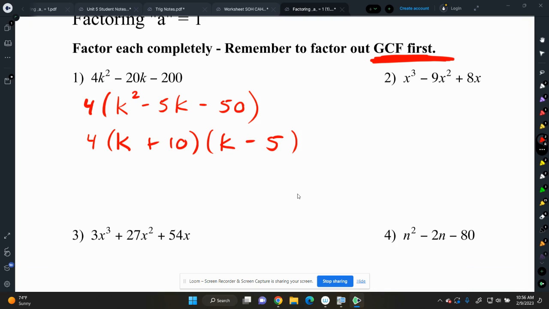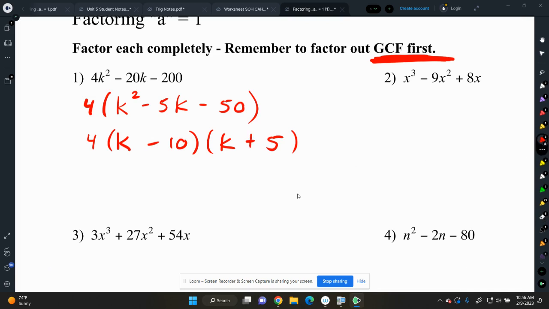Will it be wrong if it's negative 5 and then 10? No. Jake, question? Okay, moving on. 10 times negative 5 is negative 50. 10 plus negative 5, what does that equal? Positive 5. So what's the problem? The 10 has to be negative and the 5 has to be positive.